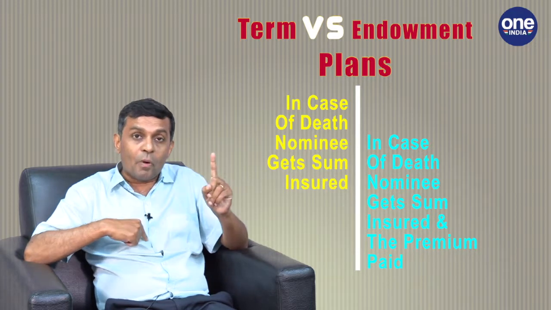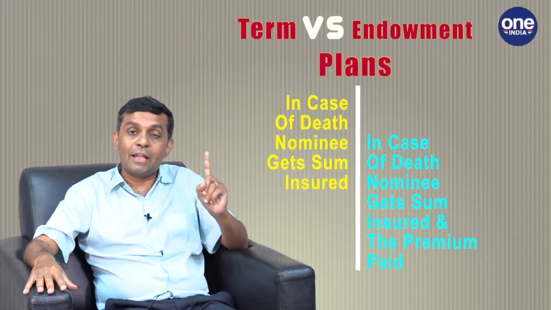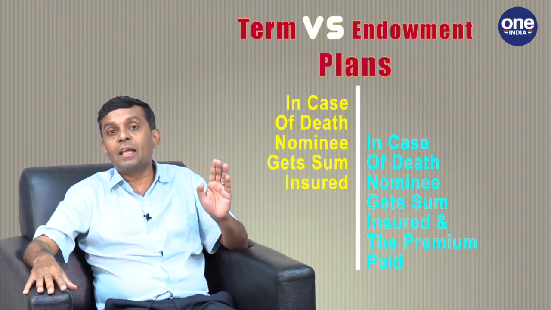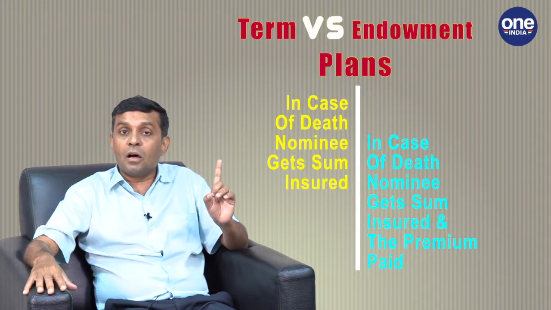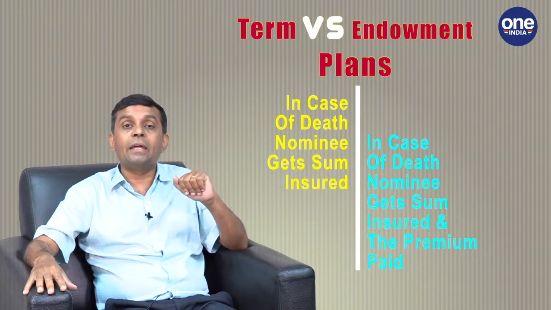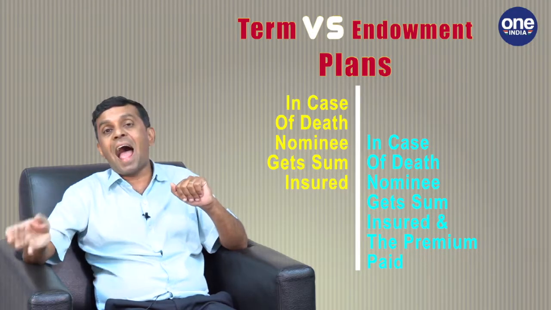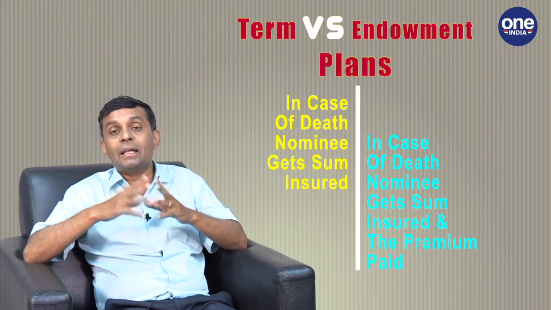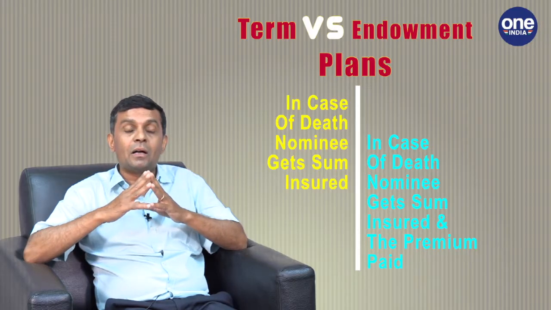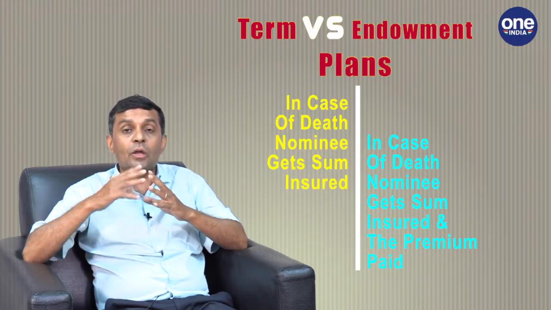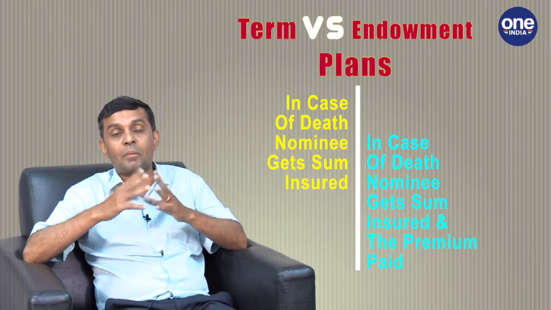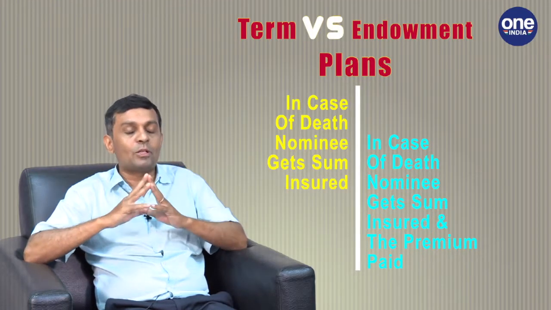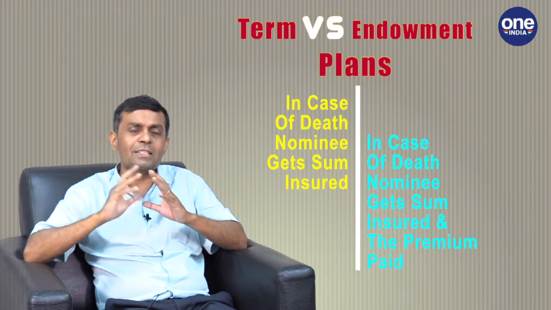So in a term policy, if the person stays alive and the insurance has completed the term, he does not receive any benefit. But during those 20 years, if he passes away, he gets a very, very high insurance amount as compared to the endowment policy. In the endowment policy, you don't get a high amount simply because you're going to get the money back in case you stay alive after the completion of, say, 20 years. So this is the basic difference.